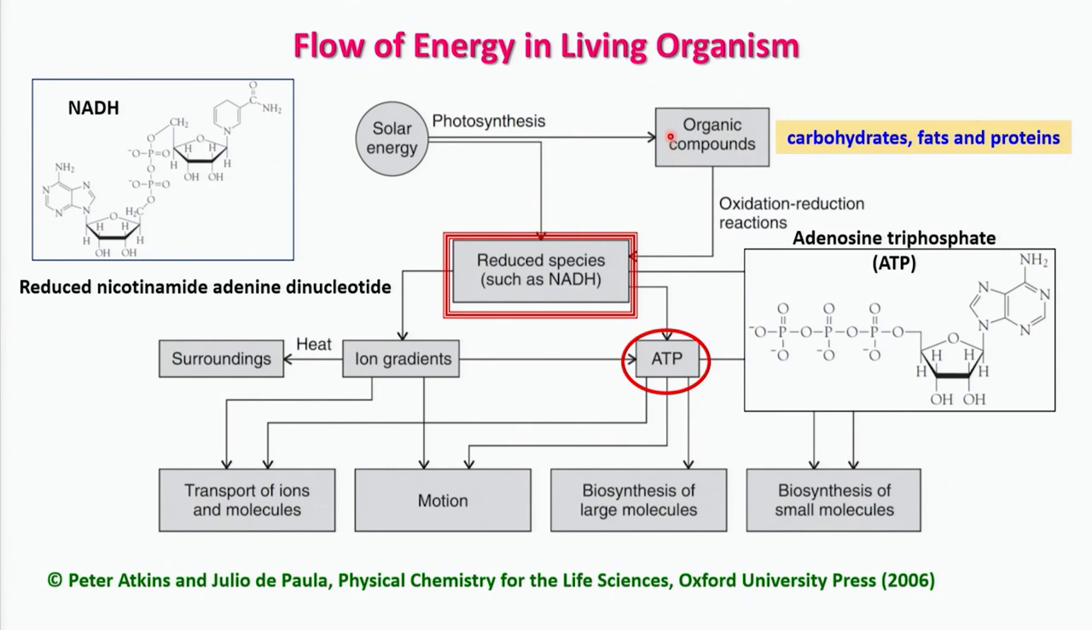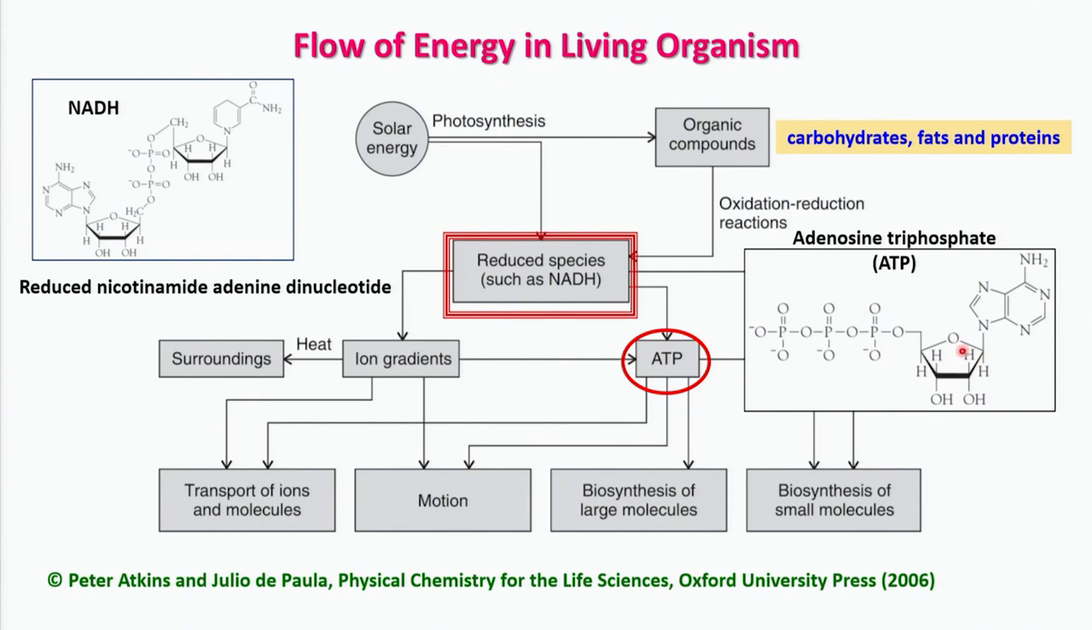So, let me remind you that we have talked about the oxidation of organic compounds belonging to the groups of carbohydrates, fats and proteins, and their oxidation actually provides a multi-step complicated chain of processes which produces in the intermediate step reduced species such as nicotinamide adenine dinucleotide, with a complex structure like this, and it also produces adenosine triphosphate with complex structures like this.